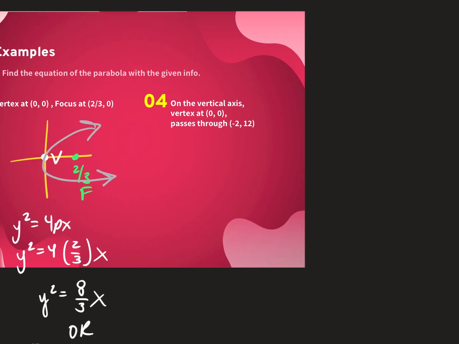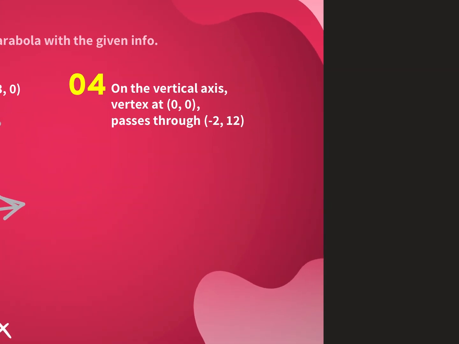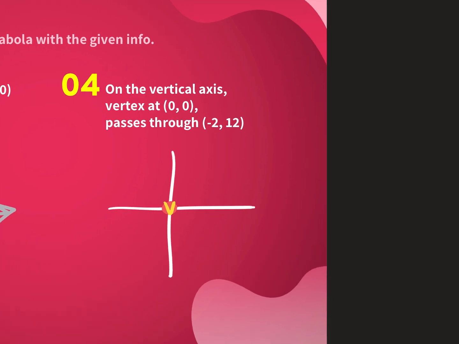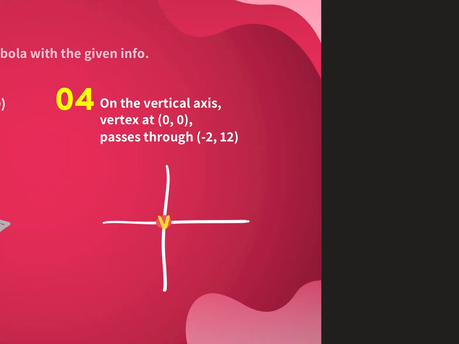Okay. This one exactly the same or a little different? A little different, but that's okay. We're going to go about it the same way. Where is the vertex? At 0, 0. Right there at 0, 0. It says, on the vertical axis, vertex 0, 0, passes through the point -2, 12. Well, interesting.